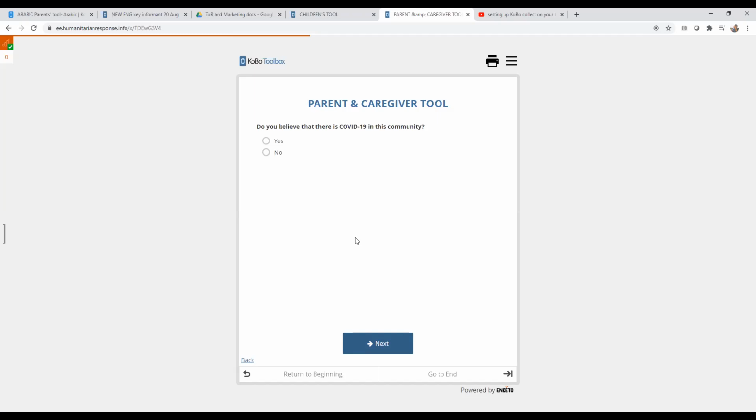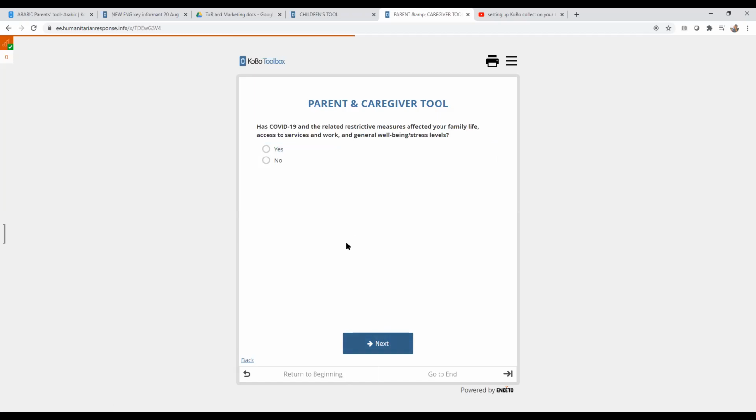Okay. The next question is: do you believe that there's COVID-19 in the community? Some people may say no. Are the governments in the community adhering to guidance, or are people in the community adhering to guidance from the government? So are they doing what the government is saying to keep a distance or to stay in the camps or whatever?